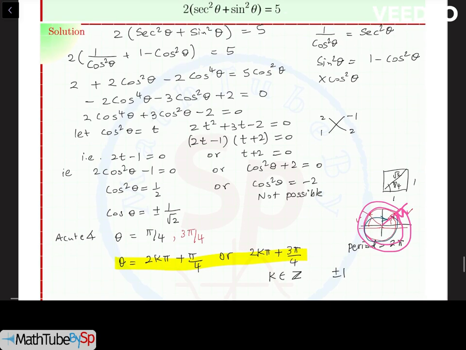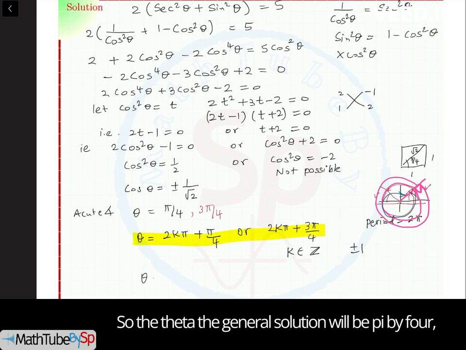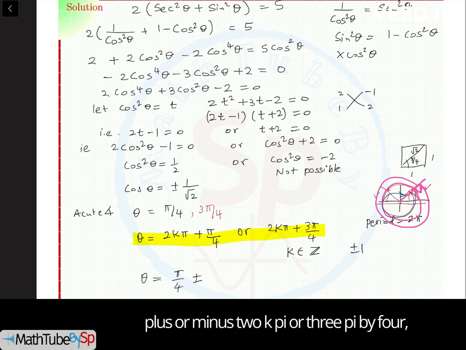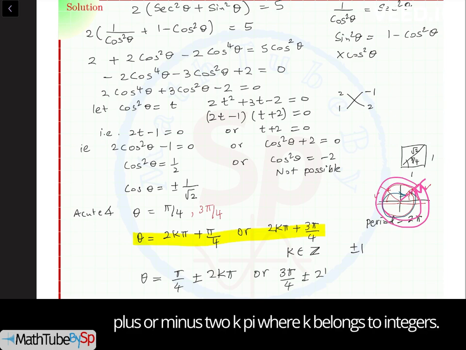Thank you so much. So adding on to the plus and minus, the general solution for theta will be pi by 4 plus or minus 2k pi, or 3 pi by 4 plus or minus 2k pi, where k belongs to integers.